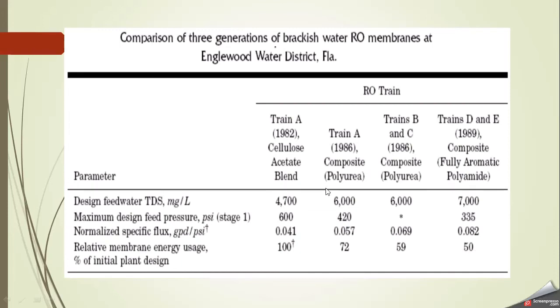So you can say within a decade, membrane materials have advanced, and due to this advancement more TDS water can be treated at low energy. So the operational cost of RO with these types of membrane has been reduced.